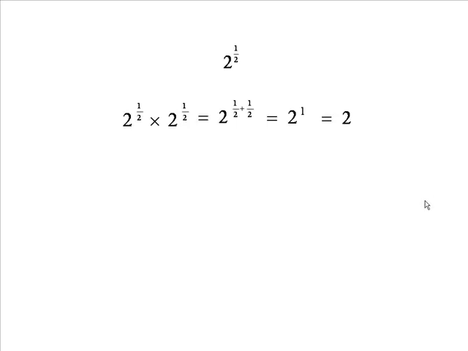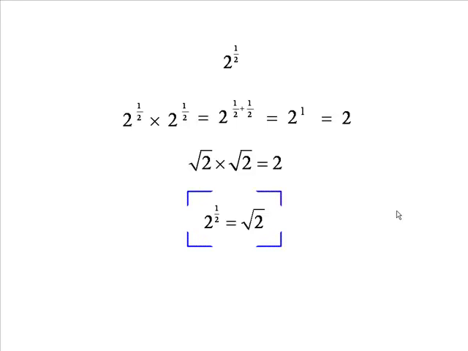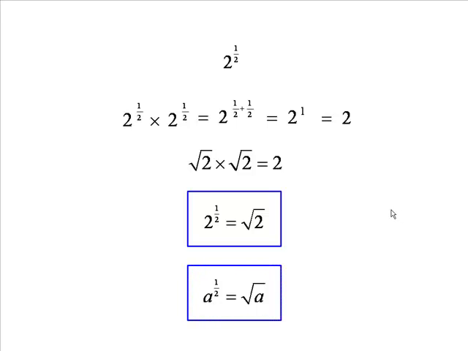Now, what other number have we met before where if you take two of them the same and multiply them together, you get 2? Well, the answer is the square root of 2. And so 2 to the half is the same as the square root of 2. Just another way of writing it. The half means square root of. So 2 to the half is the square root of 2. And in general, any number to the half is its square root. So that's a general rule there at the bottom.